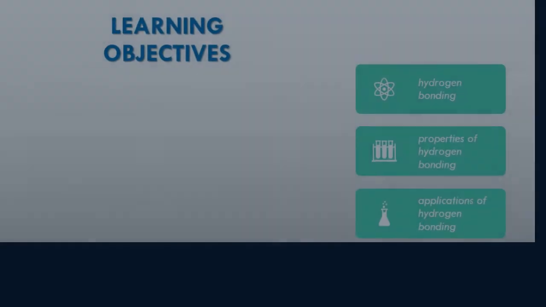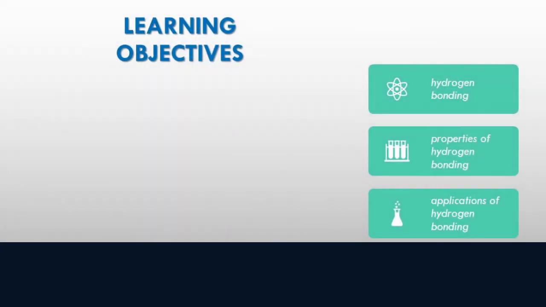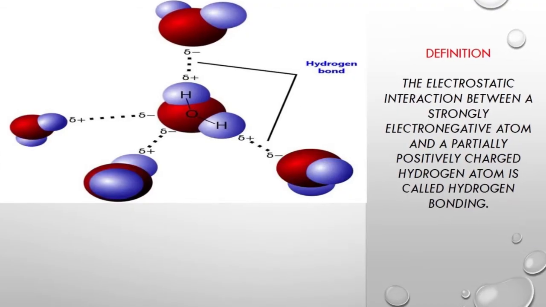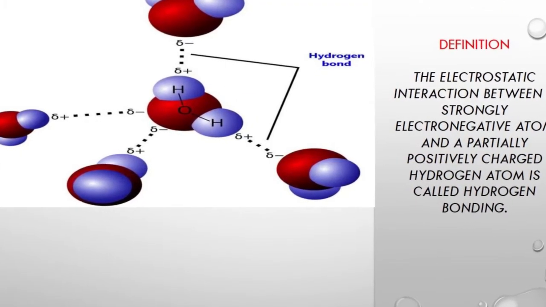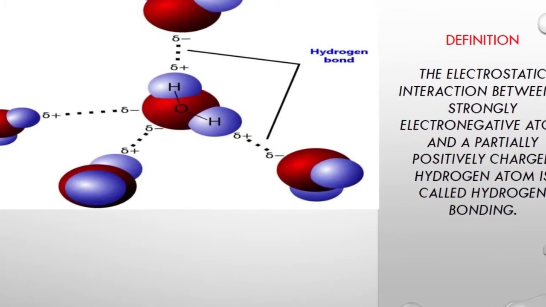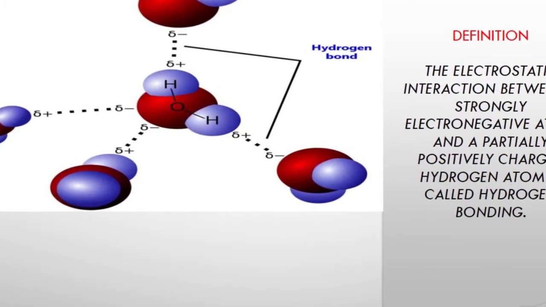In this lecture, you will learn about hydrogen bonding, such as types of hydrogen bonding, properties of hydrogen bonding, and applications of hydrogen bonding with examples. The electrostatic interaction between a strongly electronegative atom and a partially positively charged hydrogen atom is called hydrogen bonding.